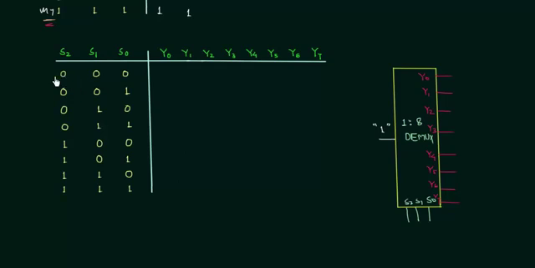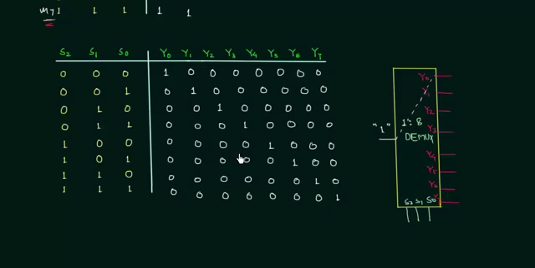Now we will consider the first case and try to find out Y0, Y1, Y2, Y3 all the way to Y7. When all the 3 selector variables are 0, the input will be linked to Y0. So Y0 is 1, and Y1 is 0, Y2 is 0, Y3 is 0, Y4 is 0, Y5 is 0, Y6 and Y7 are 0. In the same way, we have to complete the table. I will complete it quickly. This is the complete table for 1:8 demux, and now the important part comes.